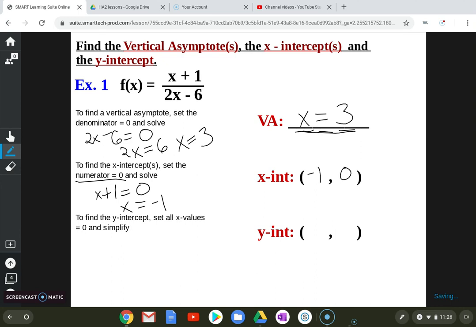To find the y-intercepts, you do the opposite. You set all your x's equal to 0, so you get 0 plus 1 over 0 minus 6, and our y-intercept, the y value, is negative 1/6, and of course the x value is 0.